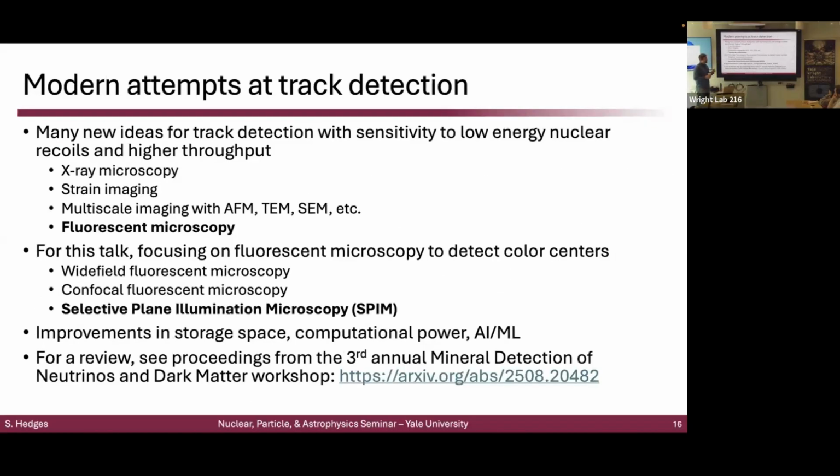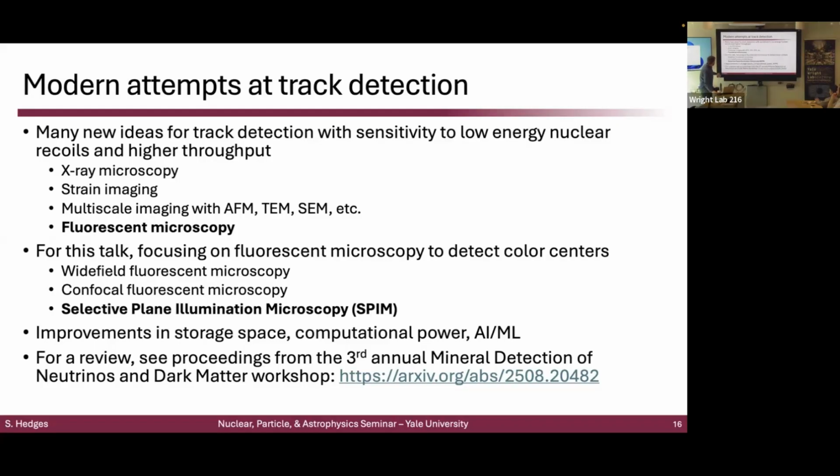So since then, there have been many new ideas for how you can detect damage tracks. You want sensitivity to these lower energy signals as well as a high throughput. So there are things like X-ray microscopy, strain imaging. There's multi-scale imaging where you'll use some kind of coarser approach to find the interesting regions of your target, and then use something sensitive like AFM, TEM, or SEM to do a fine scan of that region. What I'm focusing on today is fluorescence microscopy. In particular, there are a couple of different ways that you can image samples with this. I'm going to be focusing on selective plane illumination microscopy.